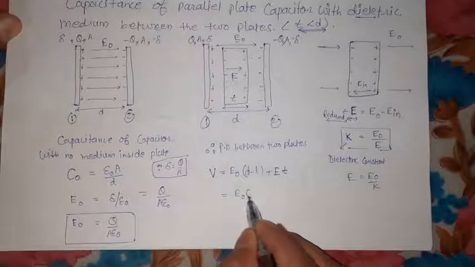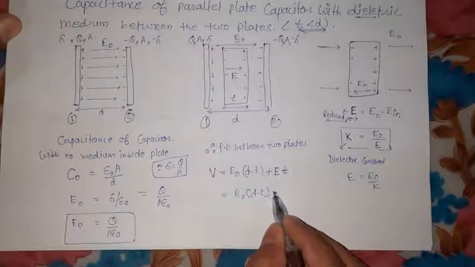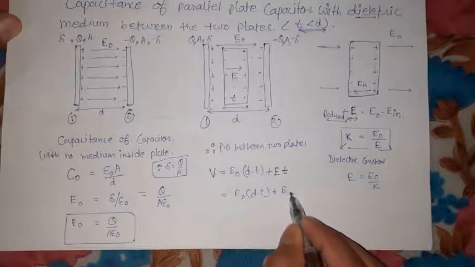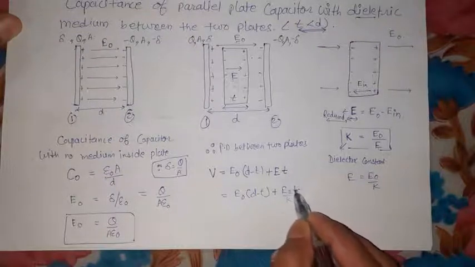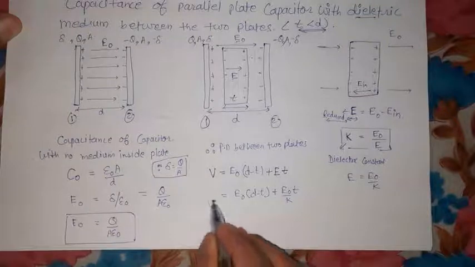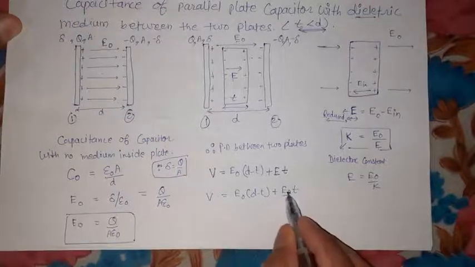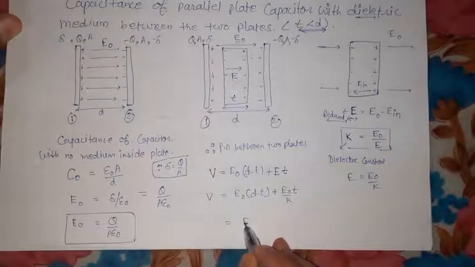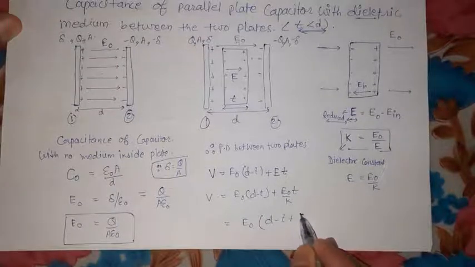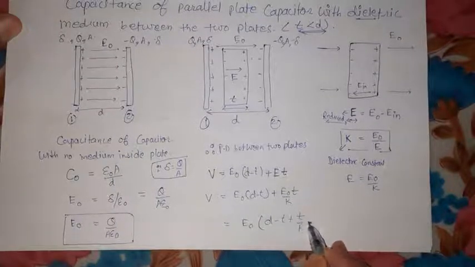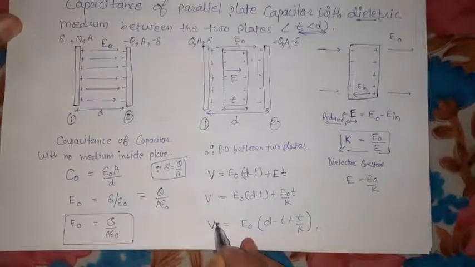It is E naught (d minus t) plus E naught (t by k), and that is the potential difference. So what thing is common? E naught we can take out common, and it is (d minus t plus t by k). This is that potential difference.